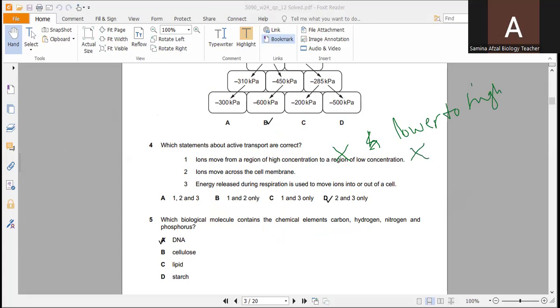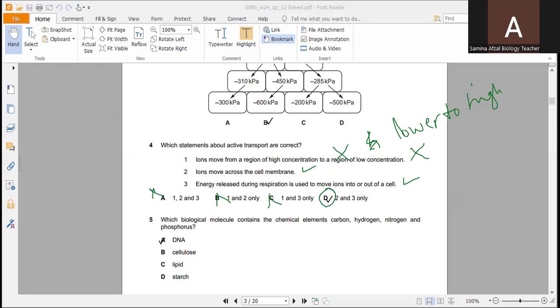Ions move across the cell membrane. Yes, they can move in or out of the cell. Energy released during respiration is used to move ions into or out of the cell. Yes, because they have to move from lower concentration towards higher concentration, so they need energy. That energy, which is released during respiration, is used for active transport. So A, B, C are not correct, because statements 2 and 3 are correct. So D is the correct option.